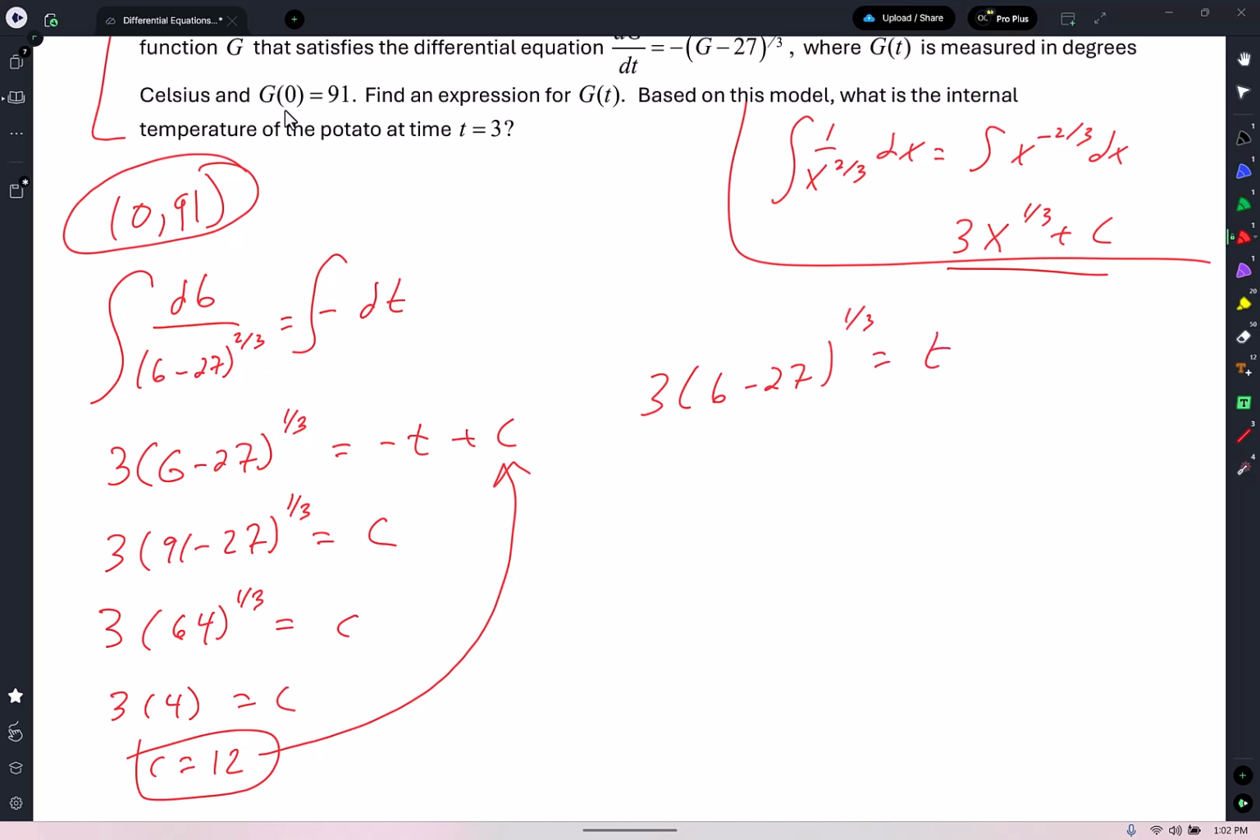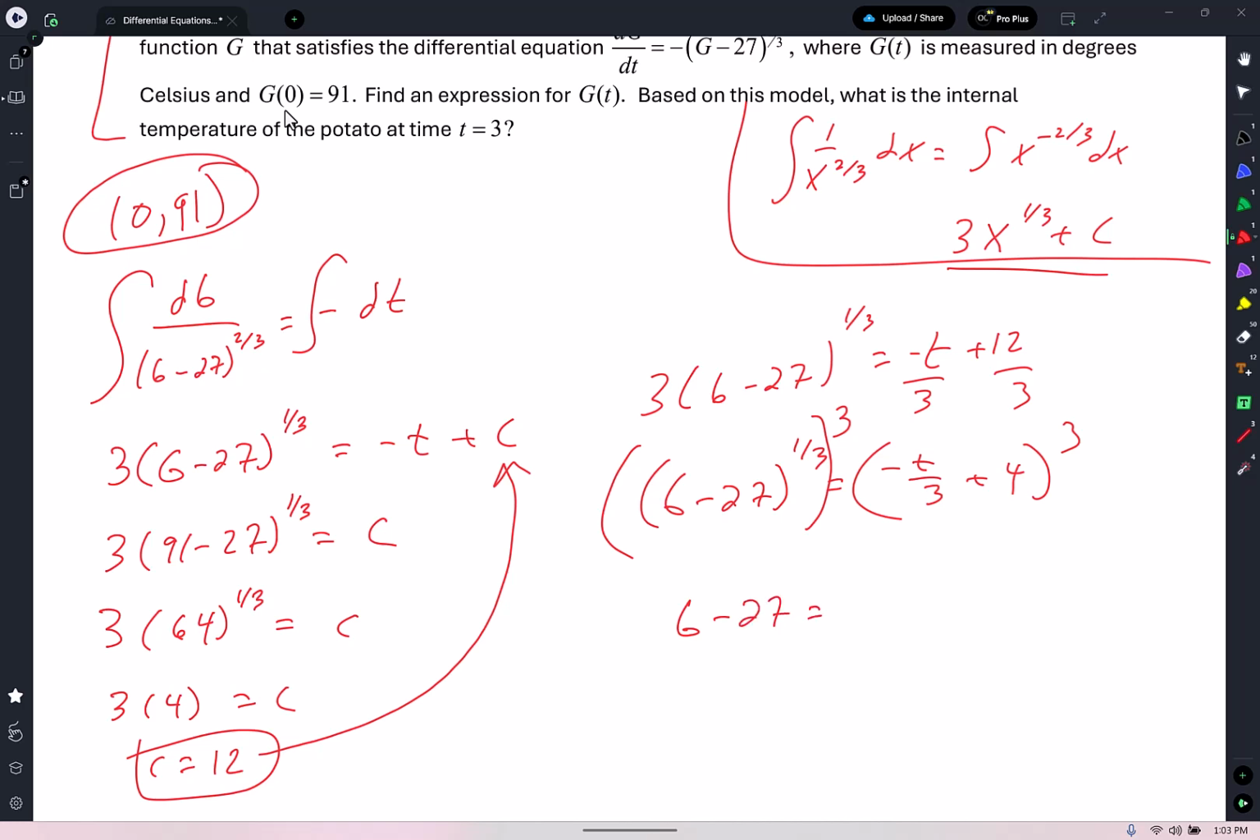Equals negative t, don't forget that, plus 12. I need to divide everything by 3. So divide everything by 3. g minus 27 to the 1/3 equals negative t over 3 plus 4. And then to get rid of that 1/3, if you want to put cube root, you can, but raise it to the power 3. And there it is. So I'm going to have g minus 27 equals negative t over 3 plus 4, to the power 3. And then just move the 27.